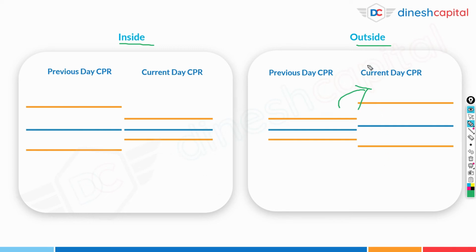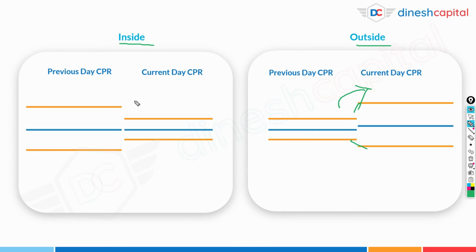Outside level happens when the today's CPR completely engulfs the previous day CPR. It is just like the engulfing candlestick pattern. It means the CPR width is more, so probably we can expect a quite sideways day. I think we have already discussed a lot about CPR width, so I'm not going into detail.